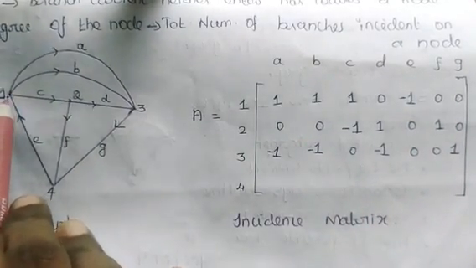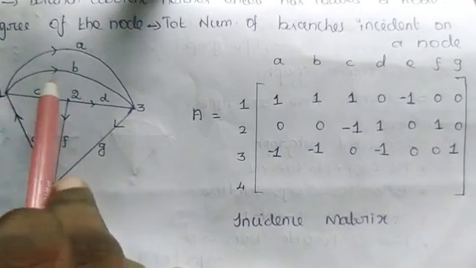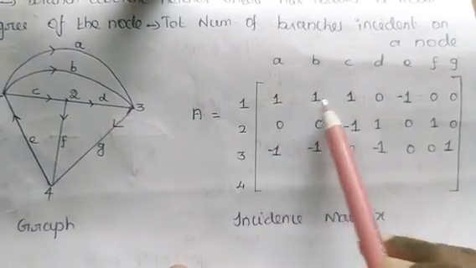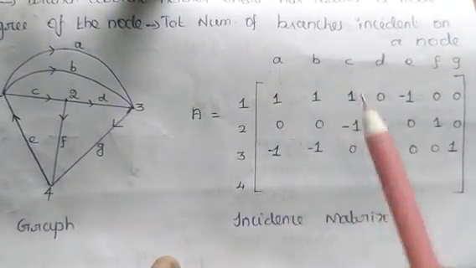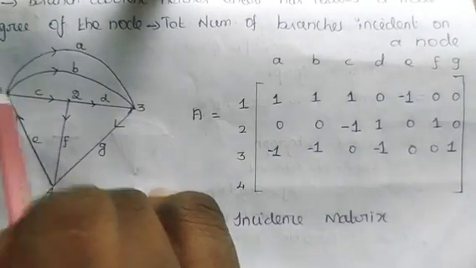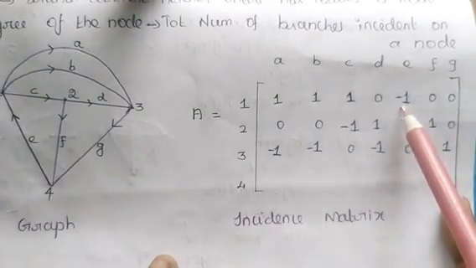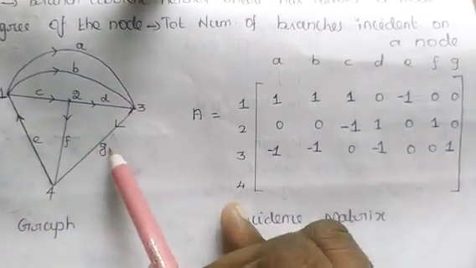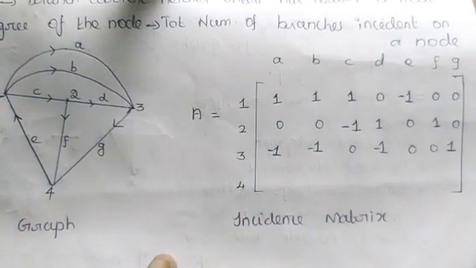When I am considering this node, A, B, C are the branch currents which are leaving the node. So I have to put plus 1 value for those branches, plus 1 for A, B and C. And I am considering E branch current, it is entering the node 1, so I have to put minus 1 value for the corresponding branch. And D, F and G are not incident at node 1, so they take the value 0.